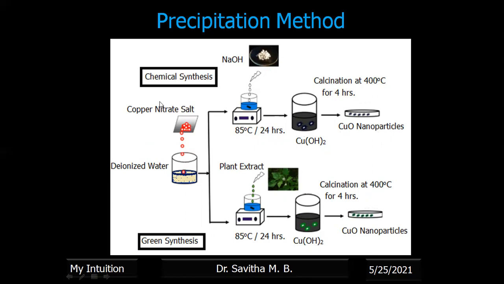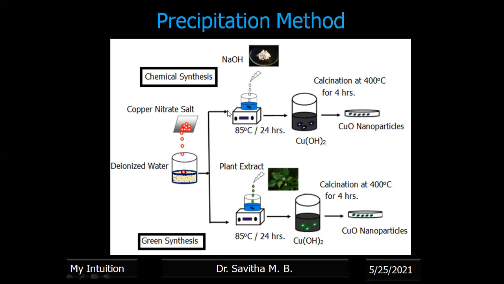Copper nitrate, cupric nitrate salt is taken and dissolved in water. So cupric nitrate solution is the precursor solution. Now this is in the solution state. Let me first explain chemical synthesis. This solution is continuously stirred, the temperature should be maintained at 85 degrees, and it is stirred for 24 hours, and sodium hydroxide should be added. Sodium hydroxide solution is added drop by drop. It is not added all at once. You should add it drop by drop.